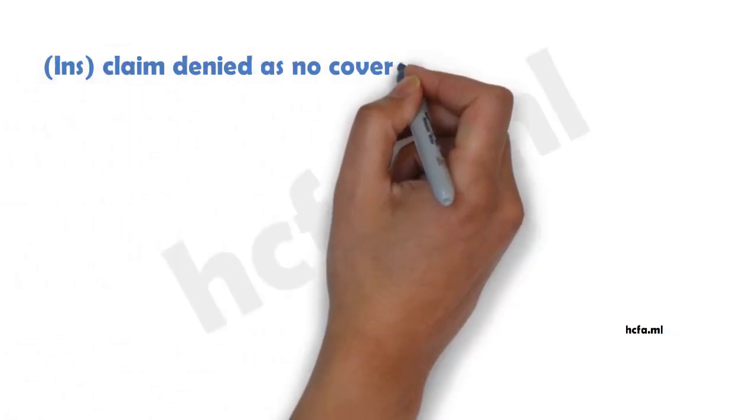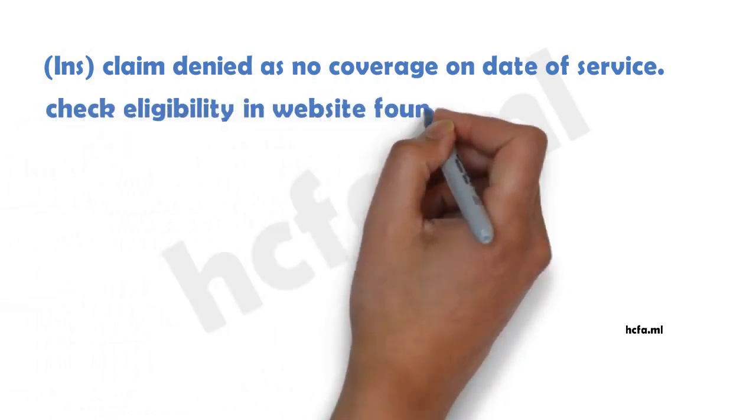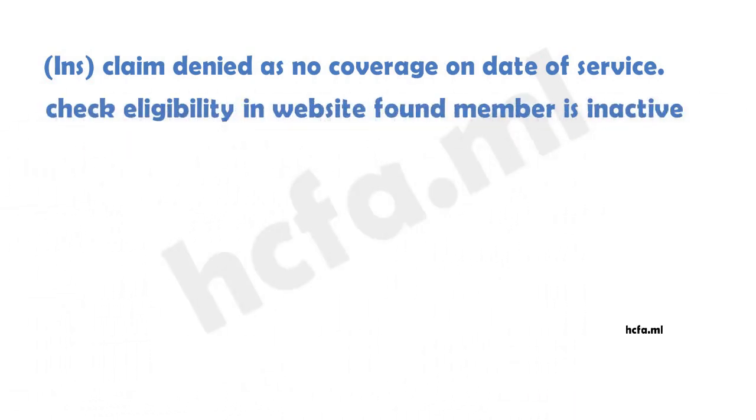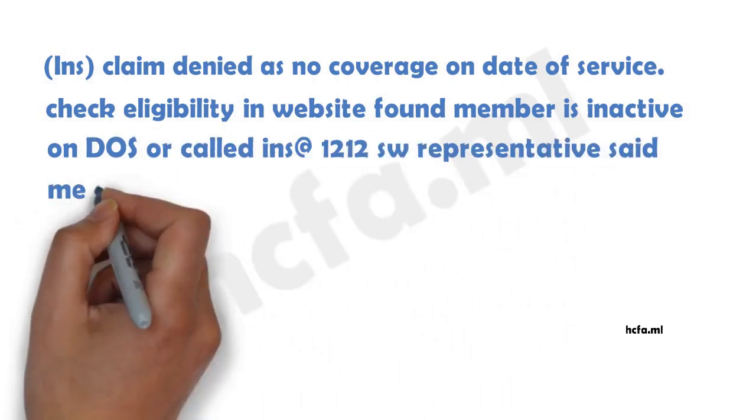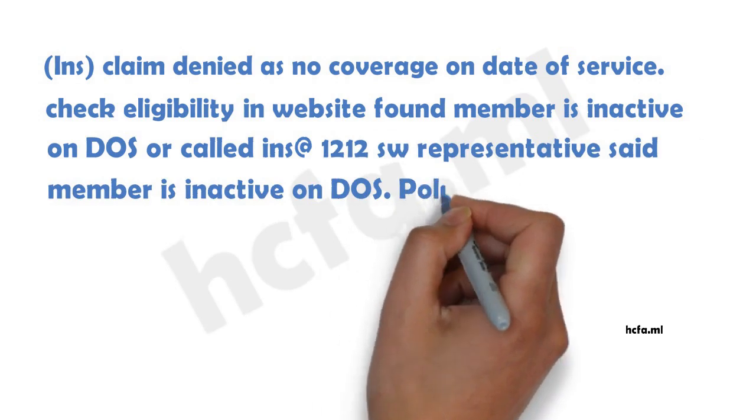Insurance claim denied as no coverage on date of service. Checked eligibility on the website and found the member is inactive on the date of service. Or called insurance at so and so number and spoke with a representative, who said the member is inactive on the date of service.